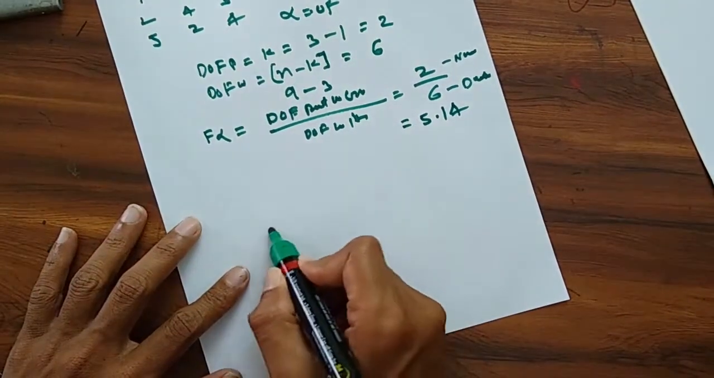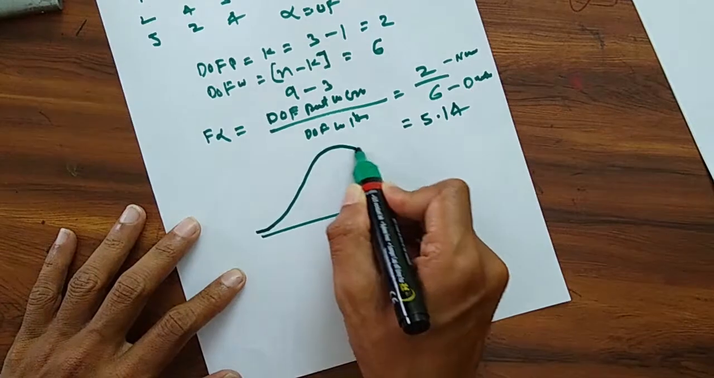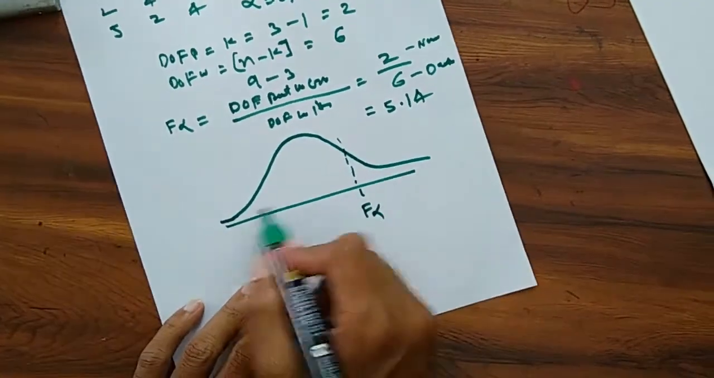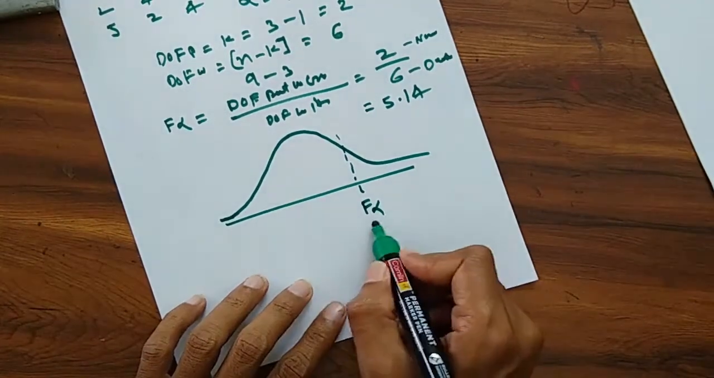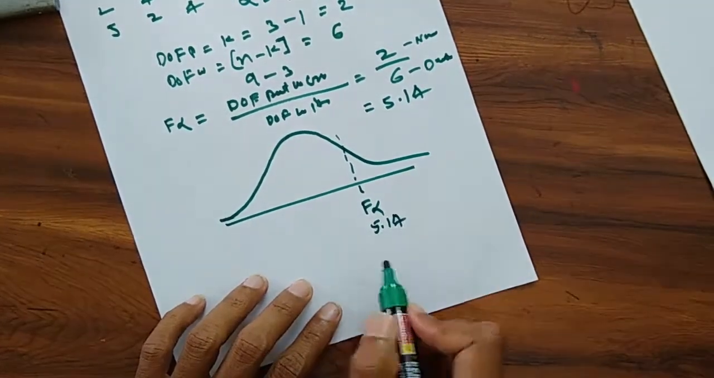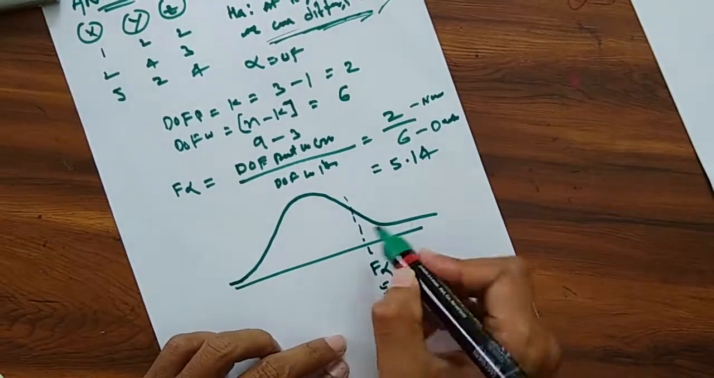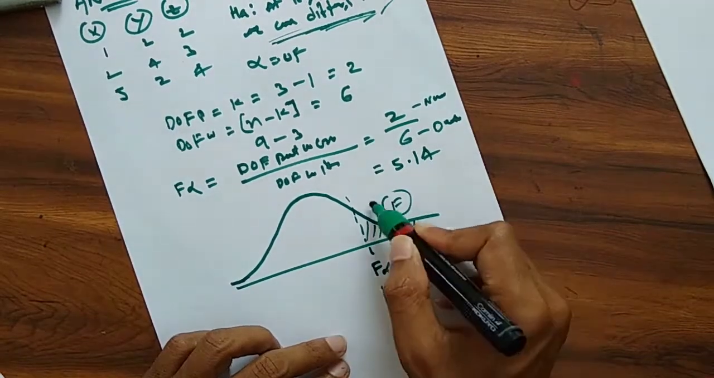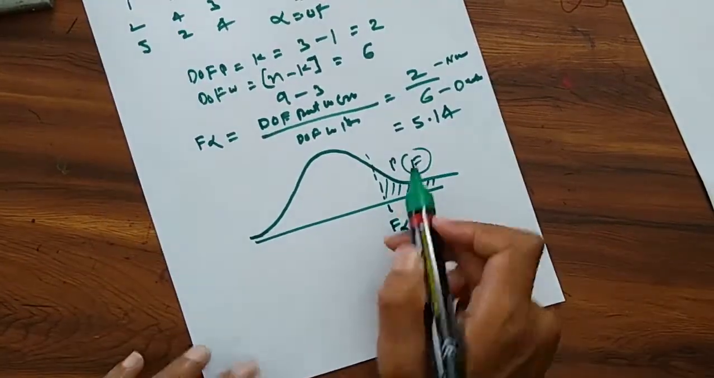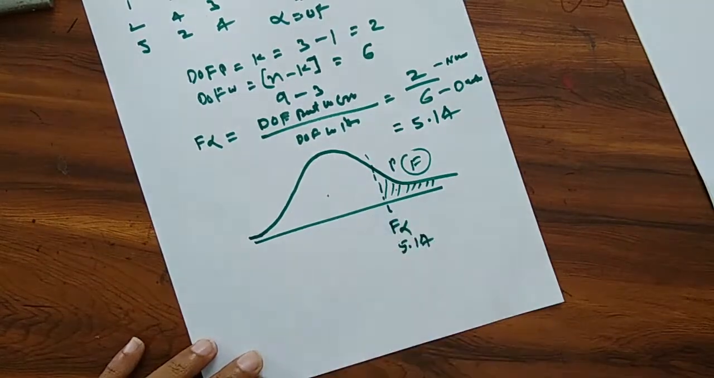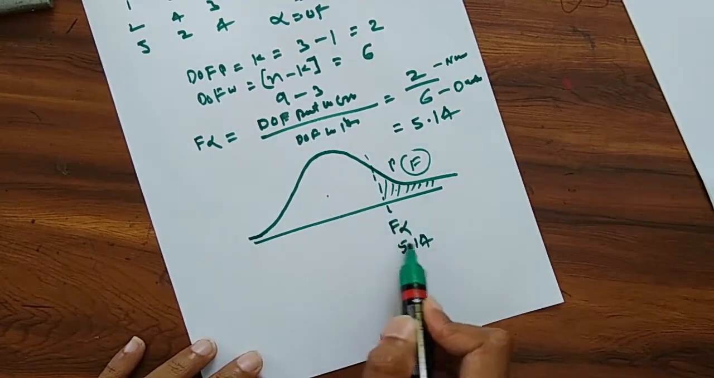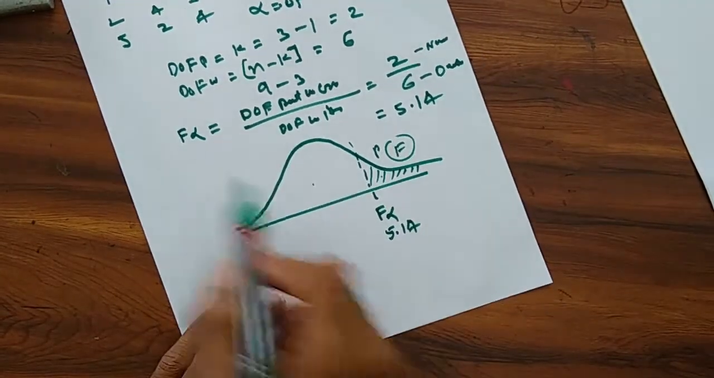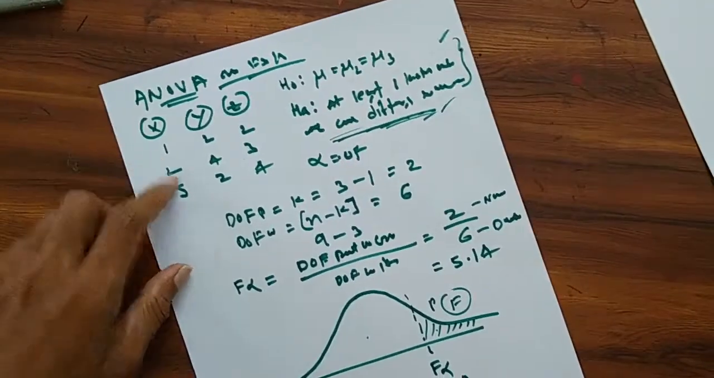So as I already told, whenever you are dealing with some data, try to represent it in distribution form. So this is our F alpha 5.14. Now the thing is we need to identify the F value alpha, the probability of whether this occurs here or here. If F alpha is lesser than this value, then we will reject, otherwise we will accept.